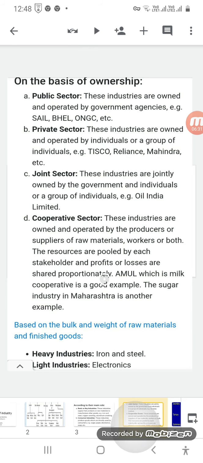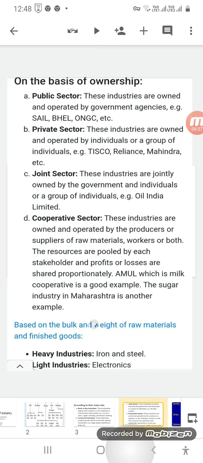Everybody has his own share on the basis of the raw material they are producing. Like we have Amul, a milk cooperative, which is a good example here. The sugar industry in Maharashtra is another example. We have different other cooperative sector industries in Punjab, in Kashmir, and in other states as well.